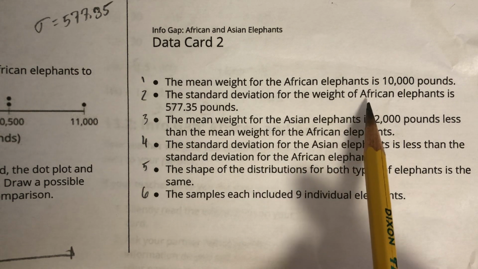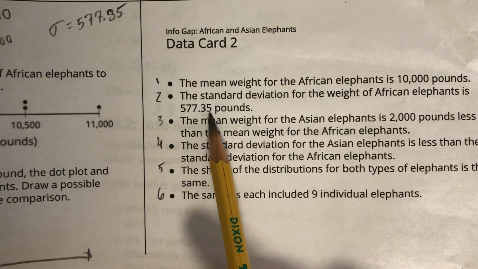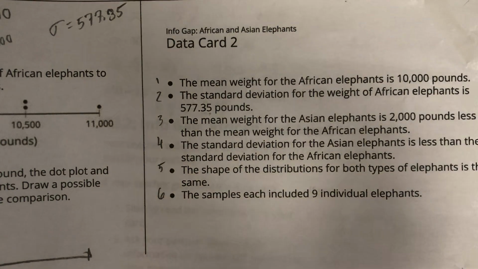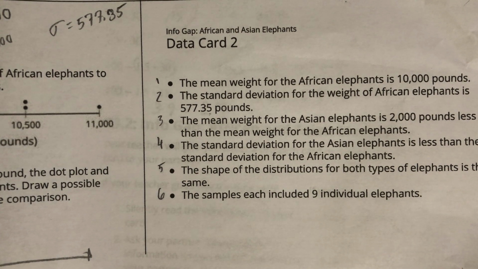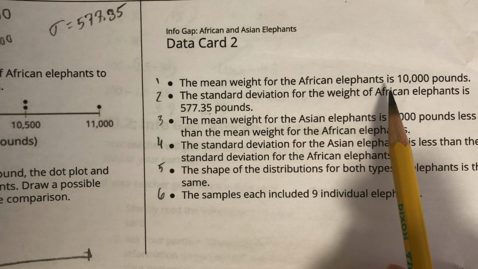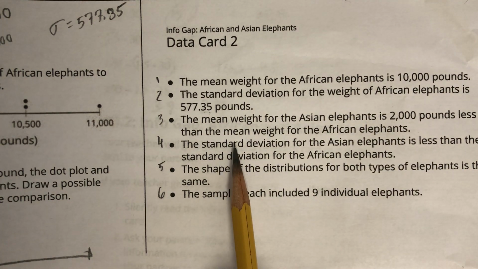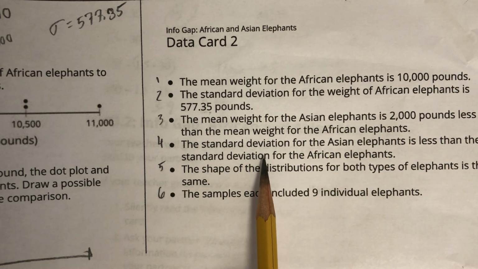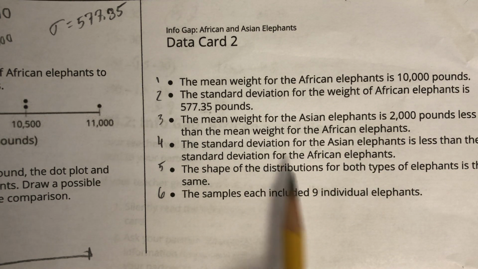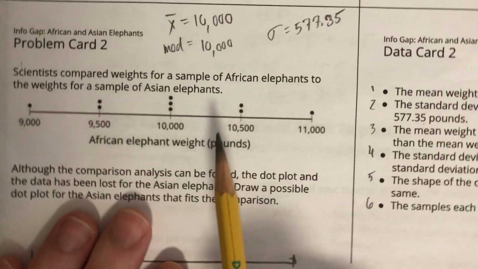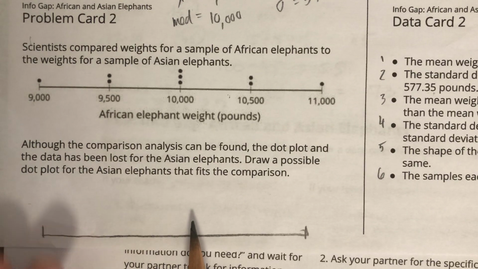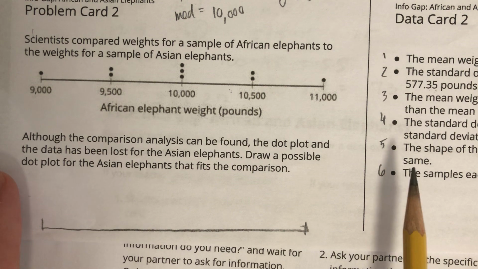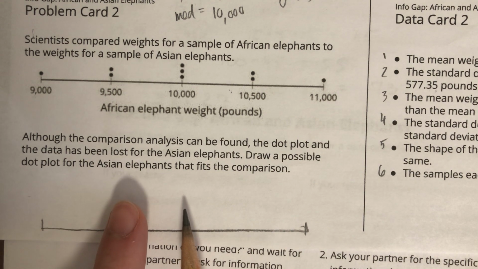Okay, actually, they give some information for the African elephants here. They told us that it's a standard deviation of 577.35 pounds. Okay, so if they give us the standard deviation for African elephants, they also tell us that the standard deviation for Asian elephants is less than the standard deviation for African elephants. So this standard deviation we see here is going to be greater than the one down here. This one is going to have less of a standard deviation. So does that mean that my graph is going to be more spread out, or less spread out?